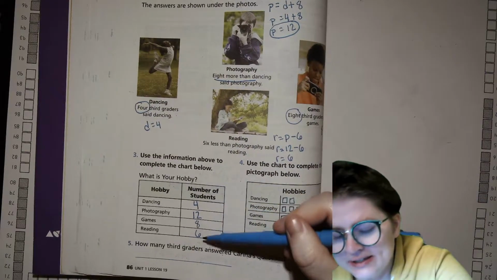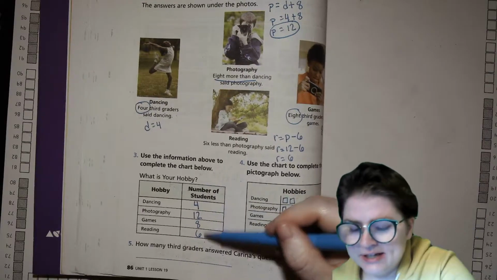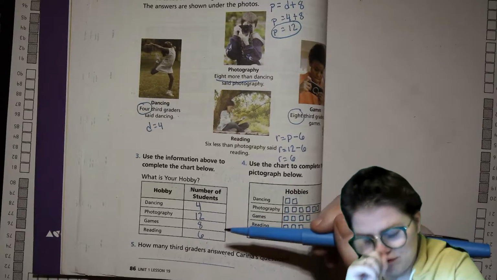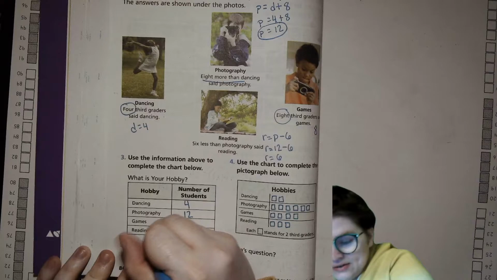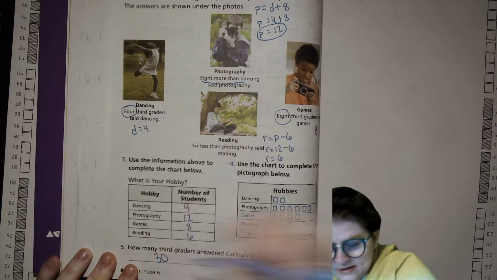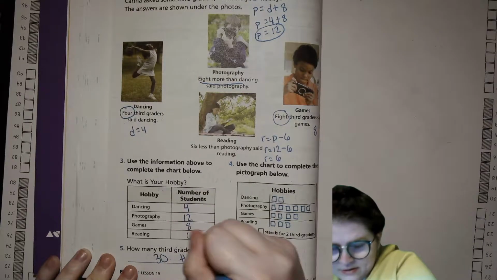So a 4 and a 6 makes 10, right? So those two are 10. A 12 and an 8 makes 20. So 10 plus 20 is 30 third graders.